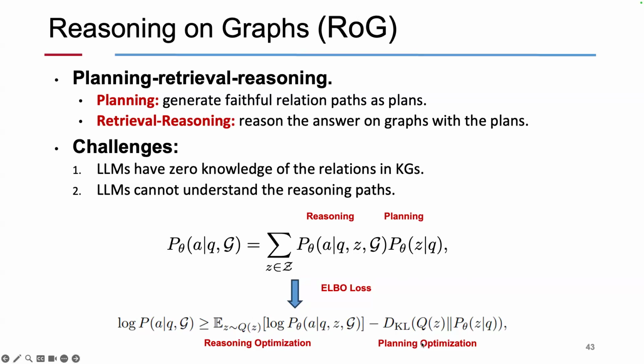The first one is called planning optimization. We have an estimated posterior distribution of the golden plan, and we want to make sure the large language model can generate this plan correctly. So we minimize the KL divergence. And also, based on the plan, we want to ask the LLM to generate the final answer correctly, so that it knows how to reason on the structural knowledge we provided to it.